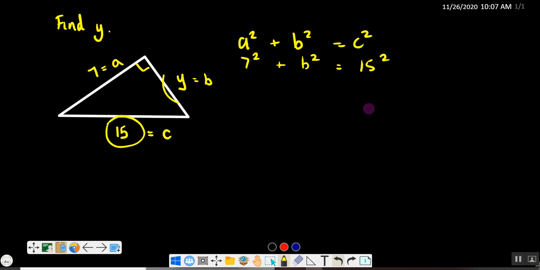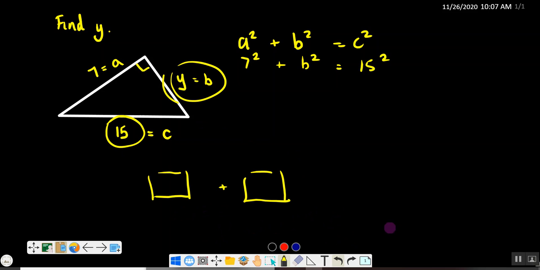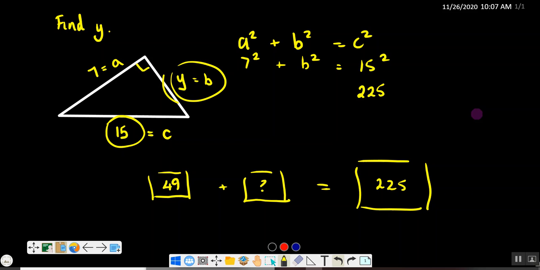Right? So that means to work out this one, because remember, it's like doing 2 smaller squares adding to make the bigger square. The big square is the 225. One of the smaller squares is 49. You're all getting that, but this is the one I want to know. So I have to actually subtract, don't I? So 225 subtract 49 gives me b squared.